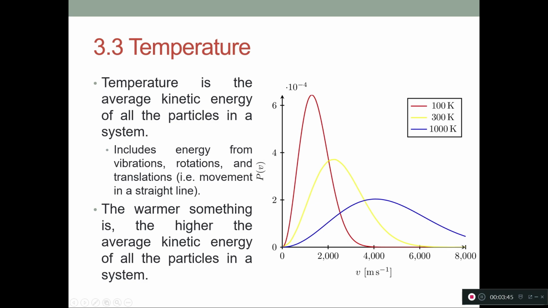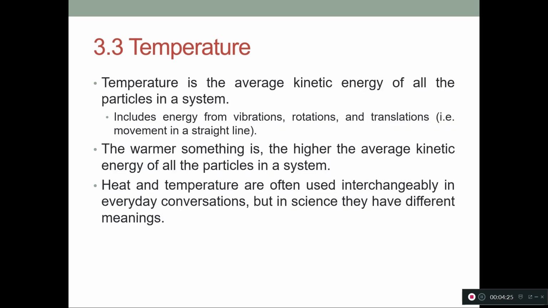And so we see that at the 100 Kelvin temperature, the average velocity of particles is under 2,000 meters per second. Whereas if we increase the temperature to 300 Kelvin, then the average velocity of the particles is over 2,000 meters per second. And if we increase the temperature to 1,000 Kelvin, then the average velocity of the particles is approximately 4,000 meters per second. And so what we see is that increasing the temperature increases the average velocity of our particles in the system.